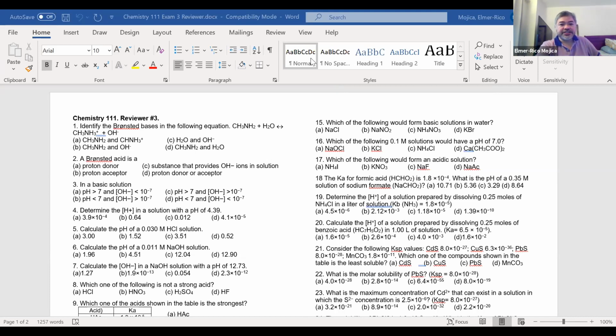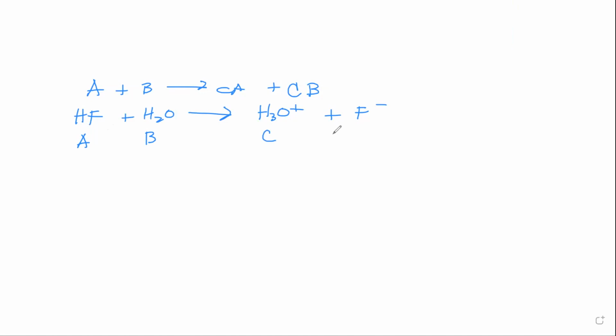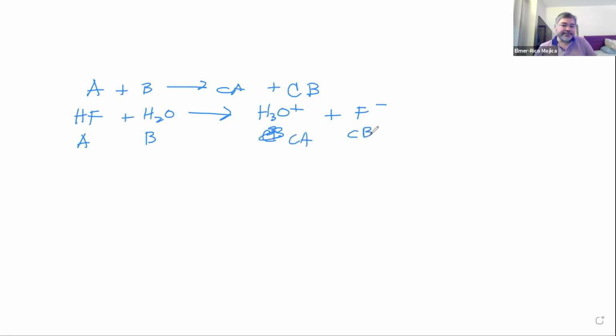So it refers to what we call conjugate acid and base pairs. So what do we know about it? Okay. So when we have an acid reacting with a base, it produces a conjugate acid and a conjugate base. So if you have, let's say, HF reacting with H2O, it's going to produce what? H3O+ and F-. So which is the acid here and which is the base? HF. So this is the acid, and this is the base. So this makes this what? H3O+ is what? Conjugate acid, and this is the conjugate base.